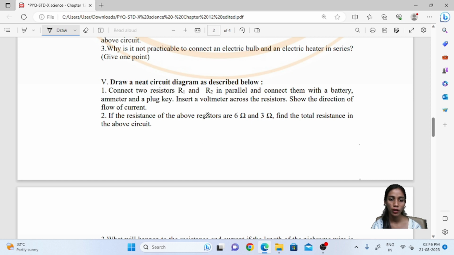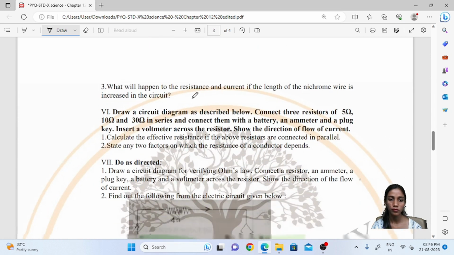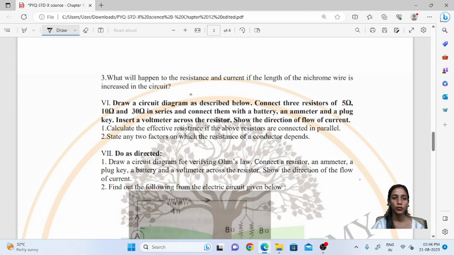Now connect the 2 resistors R1 and R2 in parallel and connect them with the battery. Again the same thing, then you have to find the resistance.